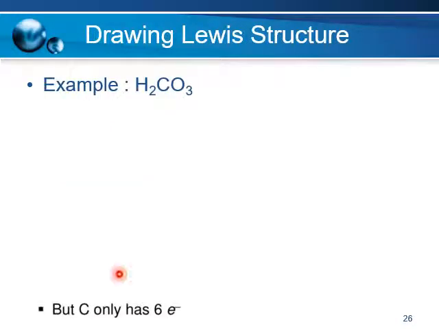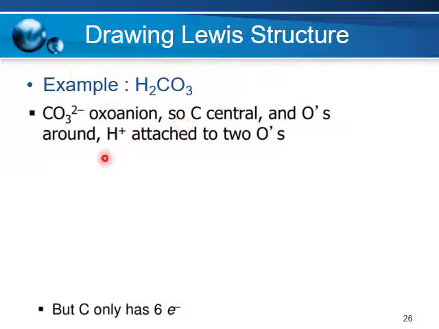Next, how to draw hydrogen carbonate. Hydrogen is more electropositive compared to carbonate. C is the least electronegative compared to oxygen. Oxygen is the most electronegative. Carbonate is an oxo ion, so C is the center, the O's are around it, and H is attached to another. We predict the structure will be like this: carbon, the center ion, then O, and H will be bonded at the end.